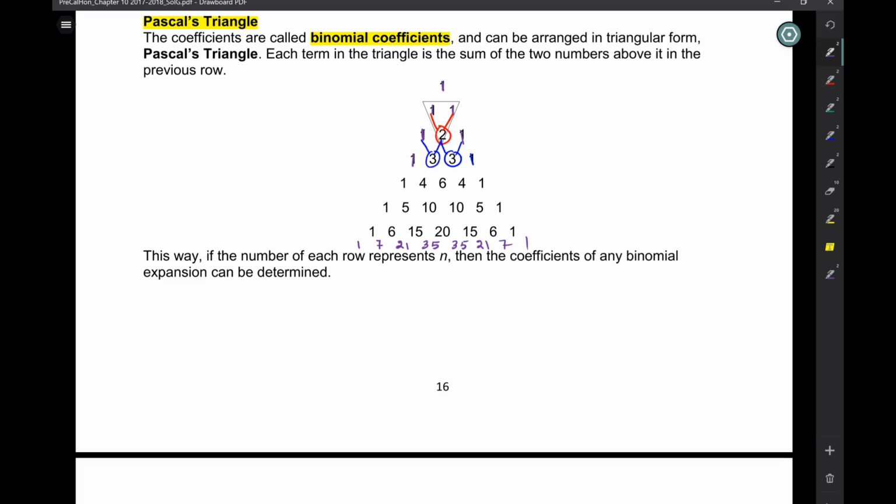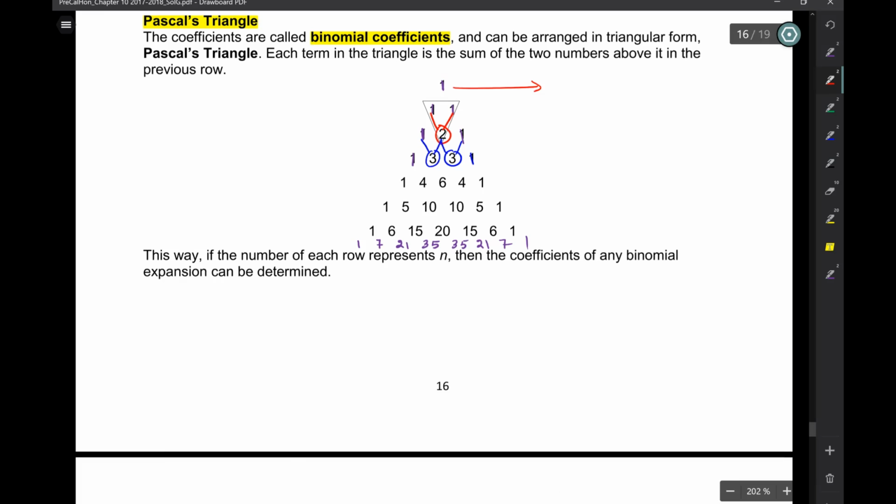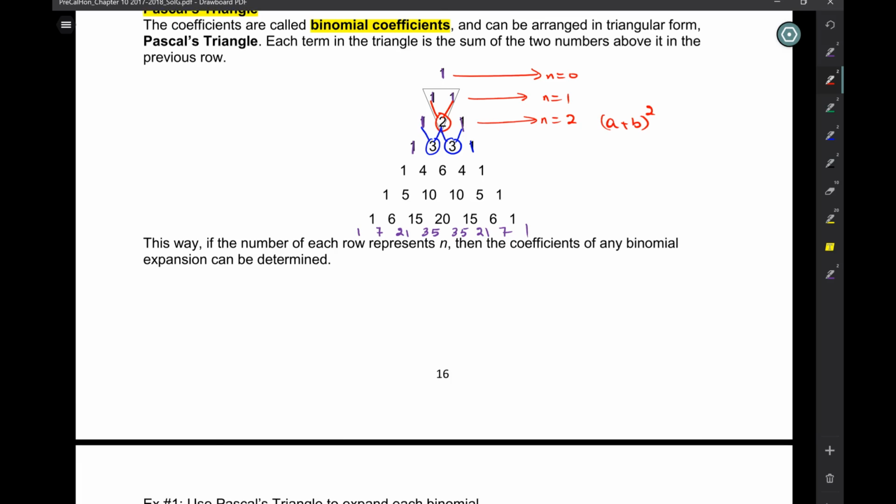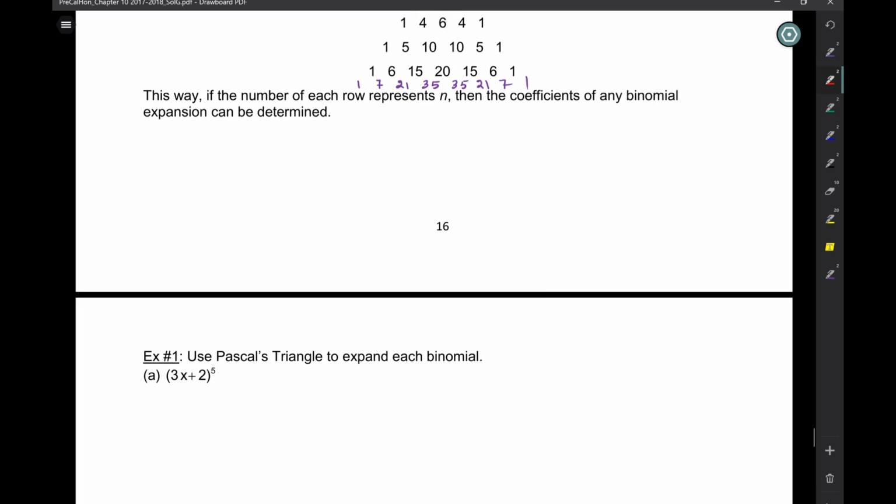Okay? Now, when we're doing the binomial expansion, these correspond to our n's. The very first one corresponds to n equals 0, then n equals 1, then n equals 2, and so on. And that's very clear, right? Because if n equals 2, then we're doing a plus b squared. And what is a plus b squared? 1a squared plus 2ab plus 1b squared. Okay? Fabulous. So that's where we get our coefficients.